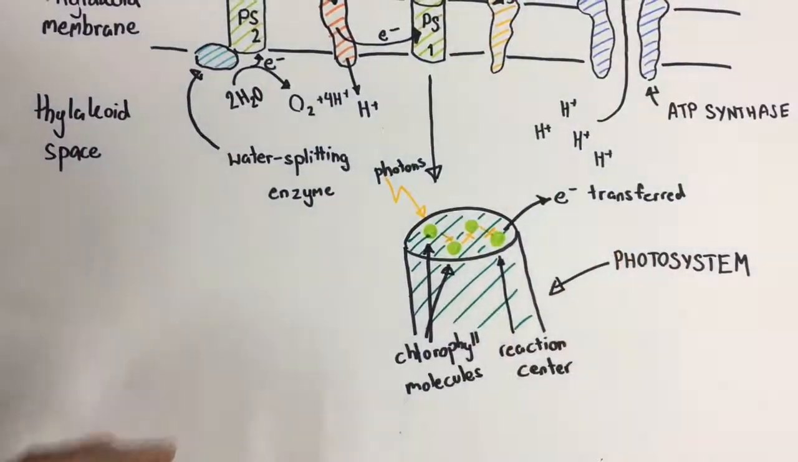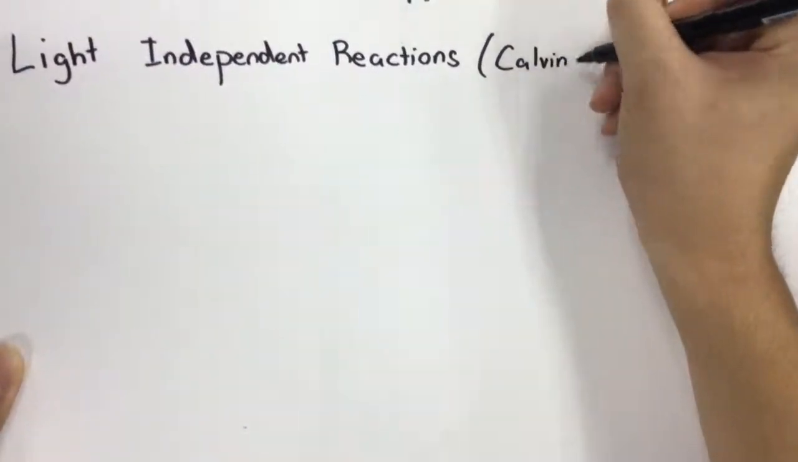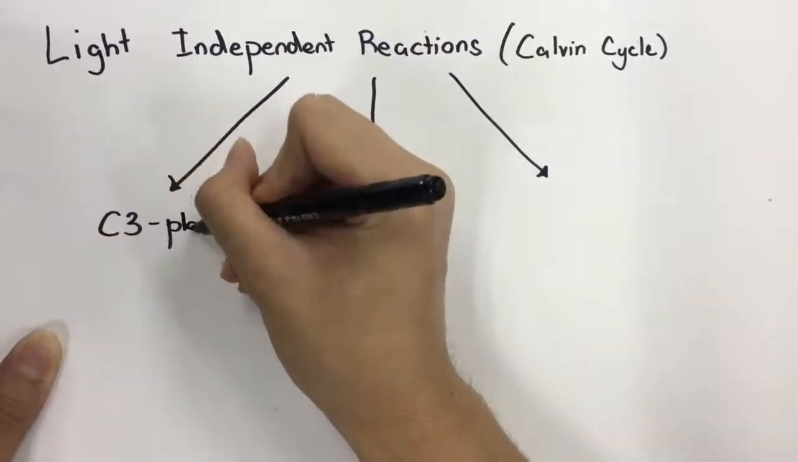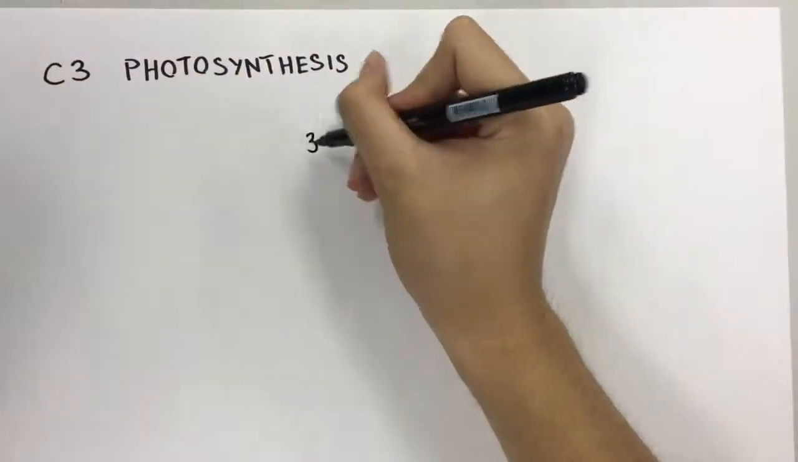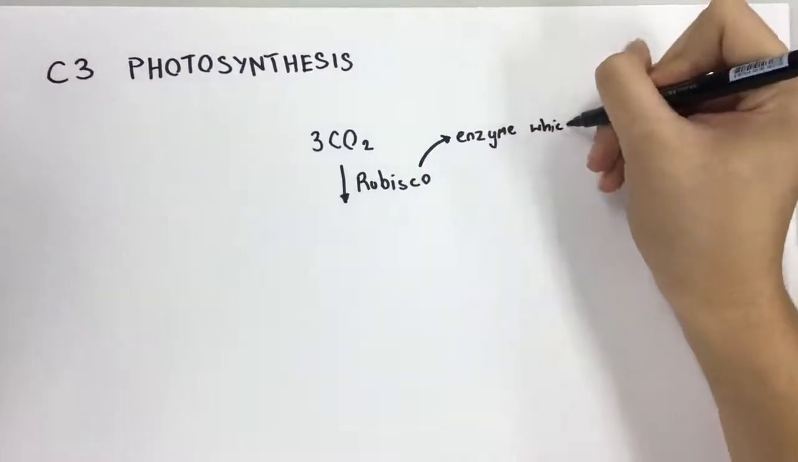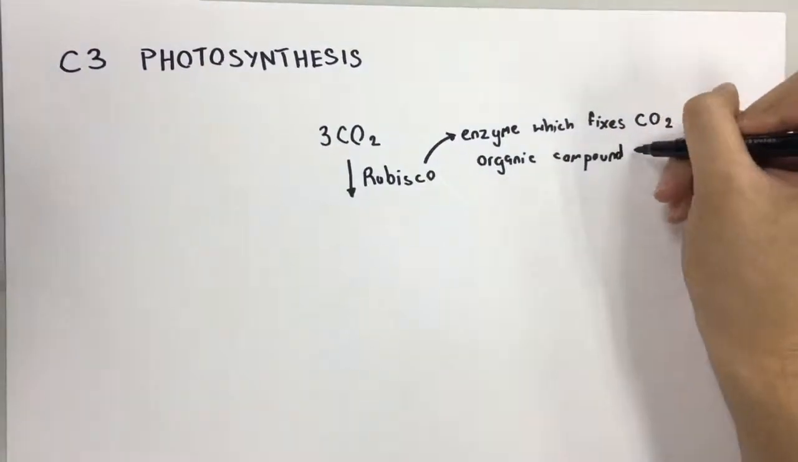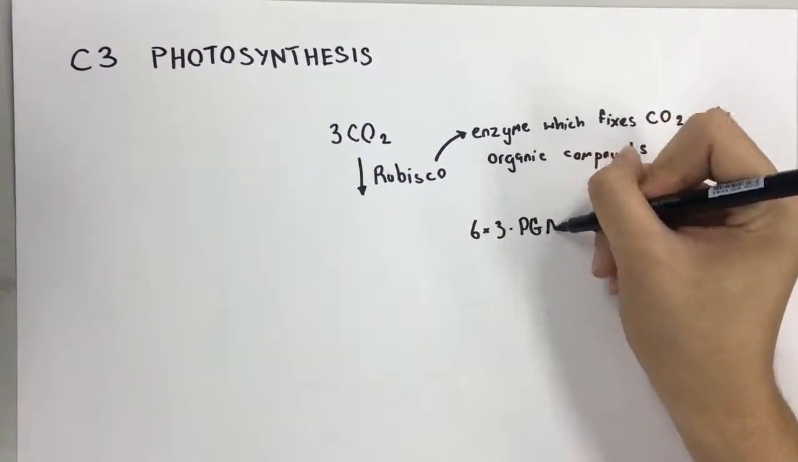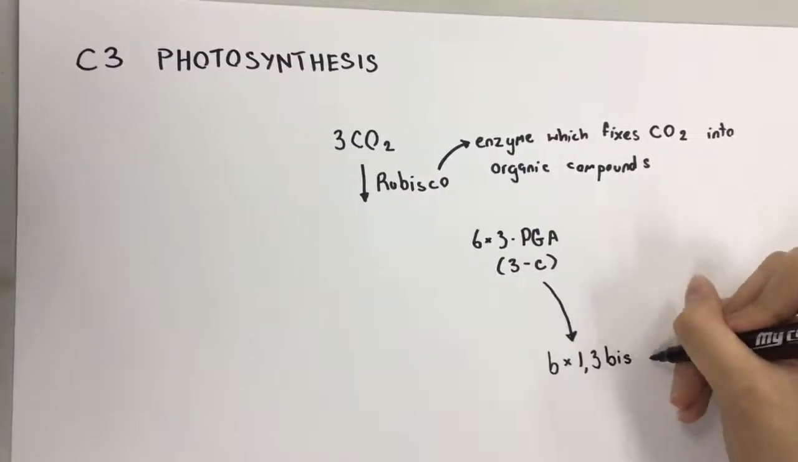The light-independent reaction, or the Calvin cycle, is divided into three types: C3, C4, and CAM plants. The Calvin cycle starts with 3 molecules of carbon dioxide passed through Rubisco. It takes place in the stroma. The first step makes a 6-carbon compound that splits into 2 molecules of a 3-carbon compound, or 3-PGA.